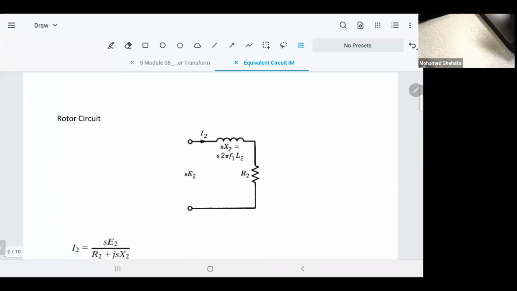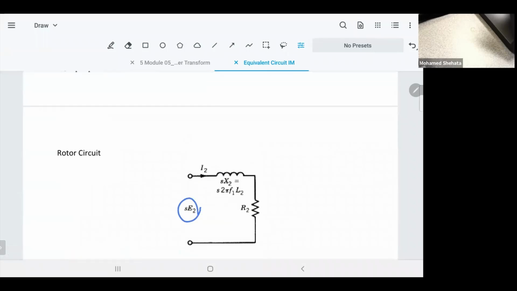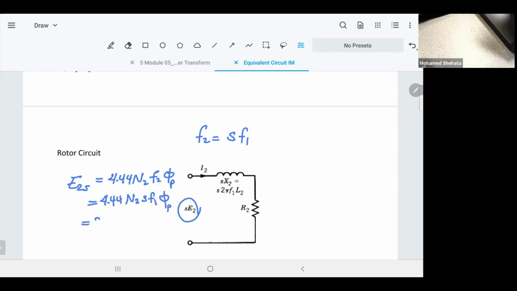All right. So when we represent the rotor circuit, why do we call it SE2? Because we know that E2, when it's operating, equals, if you remember the equation, 4.44 times the number of turns of the rotor, F2, and the flux. It depends on the flux and the frequency F2. And the frequency of the rotor is equal to S F1. So if you substitute, you have 4.44 S F1 phi B. If you take S outside, this quantity 4.44 F1 phi B we call E2, which is the induced EMF in the rotor circuit at standstill, when the rotor is not rotating.